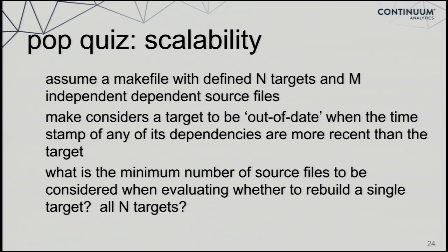Make considers a target to be out of date when the timestamp of any of its dependencies is more recent than the target. So what is the minimum number of source files that must be considered when evaluating whether to rebuild a single target? What's the minimum number of dependencies? So what kind of rule? If I had the ability to write any kind of rule, what's the minimum? Now, if this is a properly connected graph, there's no hanging dependencies. How many of them, in the best possible case, would I need to consider if I needed to rebuild any of the n targets?